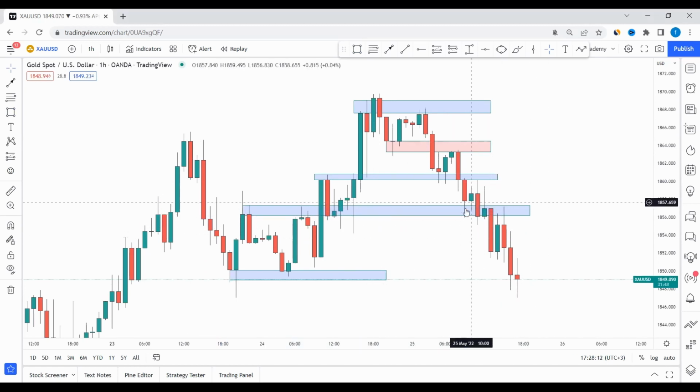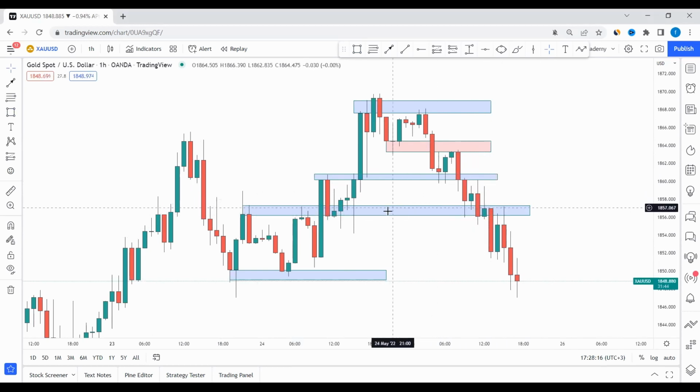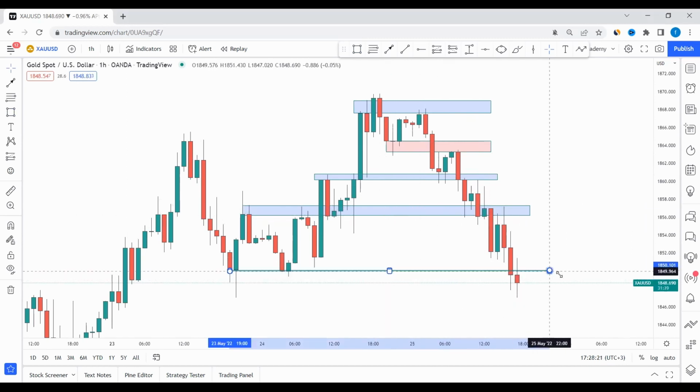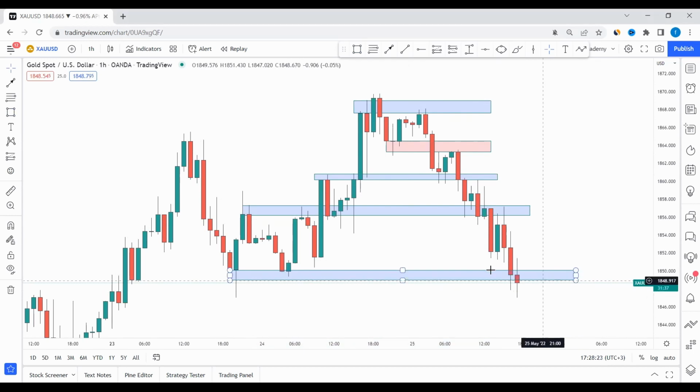It is simply the market reacting to the old price, but I will not need it, right? If you want, you can just extend it. Let me also extend this. Let me just extend this to show you where price is right now. When price closes below here, it will become your resistance.